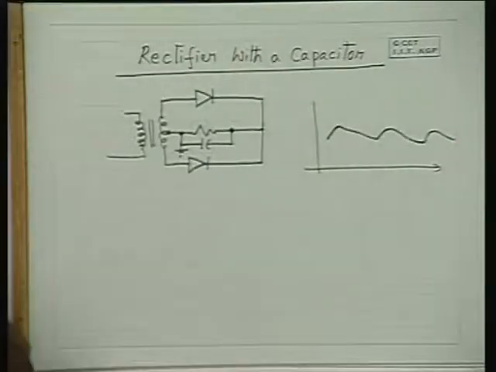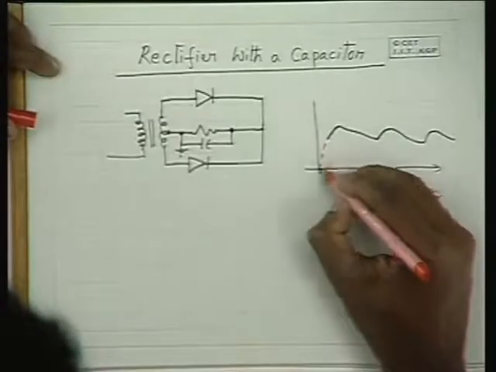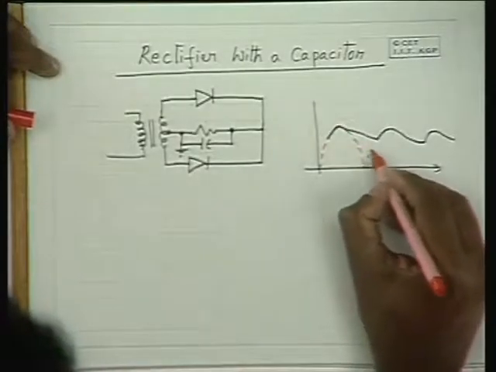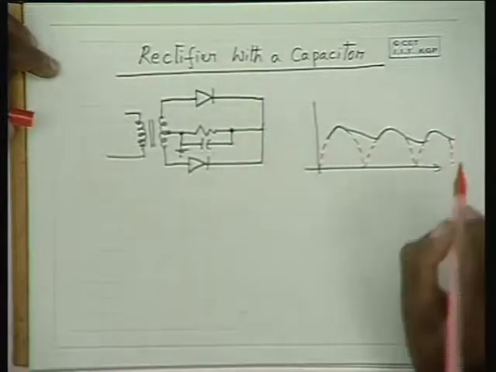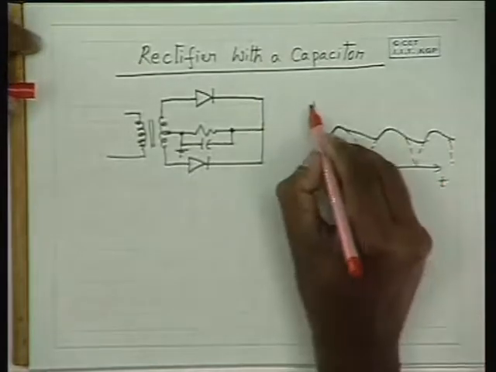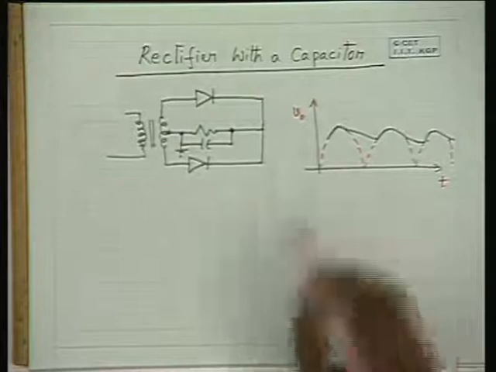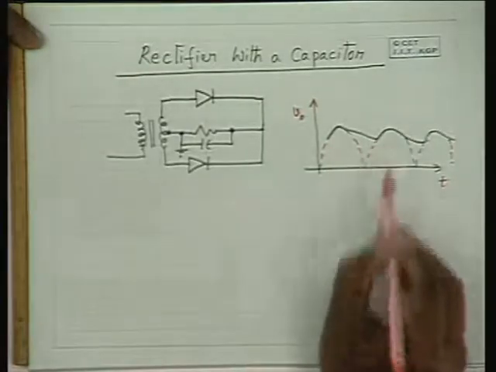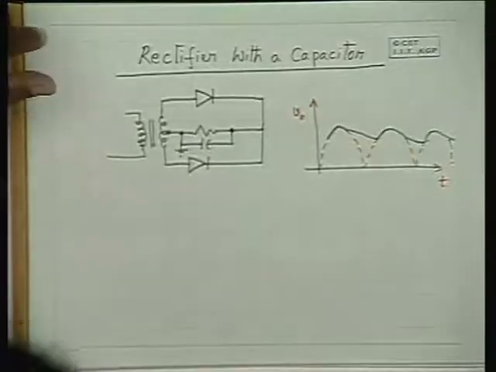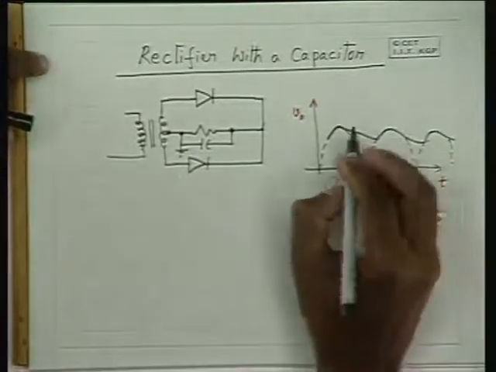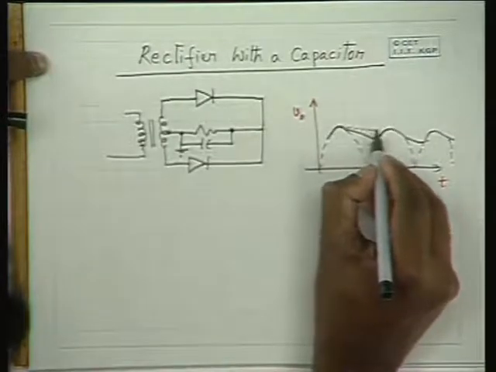If this is the full wave rectified waveform as a function of time, and this is the output voltage, what you get is this kind of waveform. If the load is high, meaning the resistance is small, the load current is large. If the load is small, you will find that the waveform is better. So, the waveform would be like this.